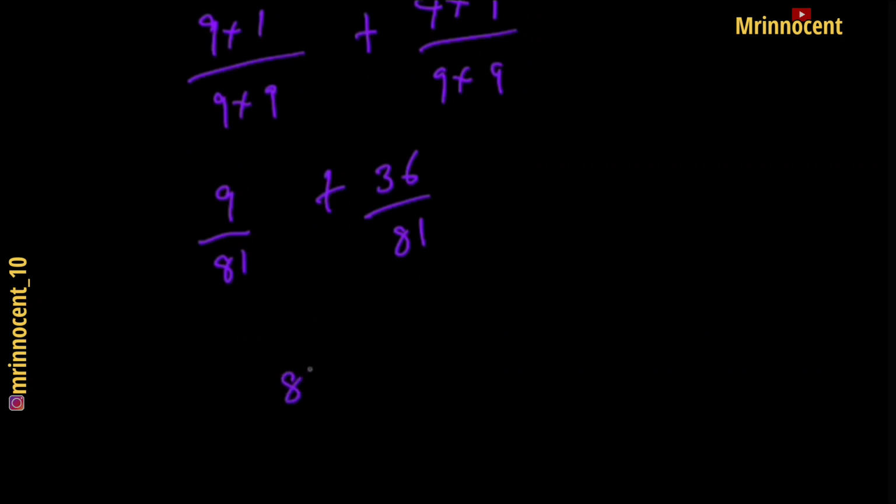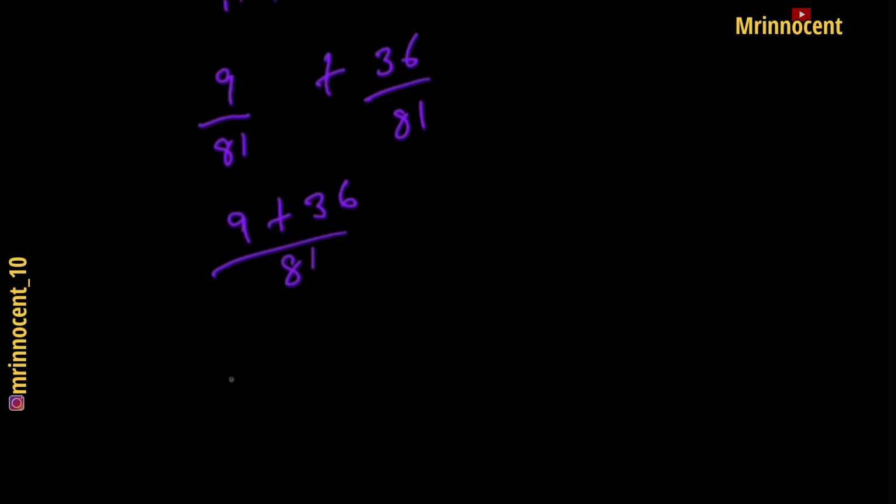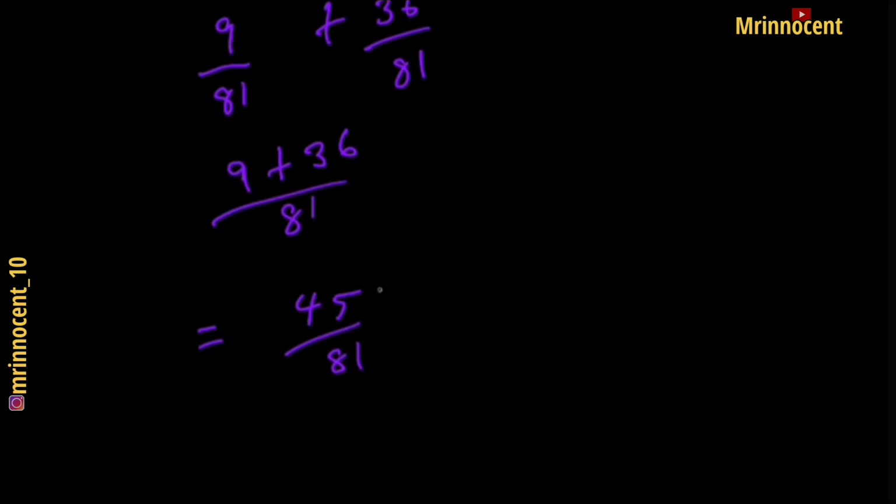LCM here is 81. So we have 1 times 9 is 9 plus 1 times 36 is 36. So you have 45 over 81. 9 here, 5. 9 here, 9. So you have 5 over 9.